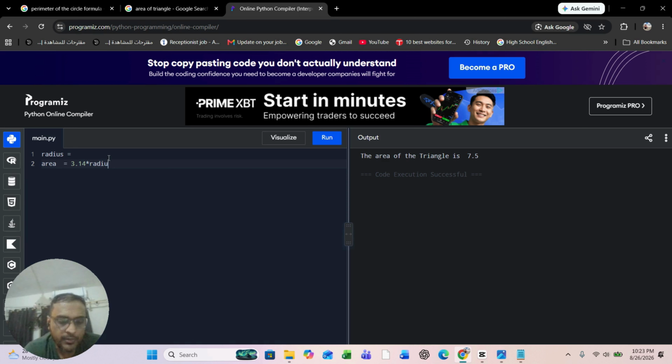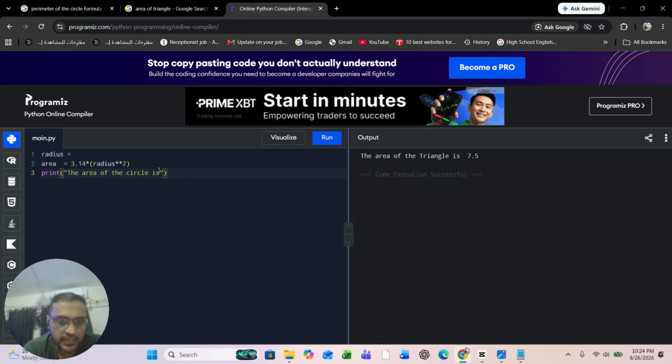Okay, if you remember, I told you that if I have to insert the power on any given variable, all you have to do is insert two star signs, and then whatever you write would become the power of that variable. So for this it is r square. And remember one thing, you have to insert brackets so that it can make a difference between 3.14 and radius of a square.